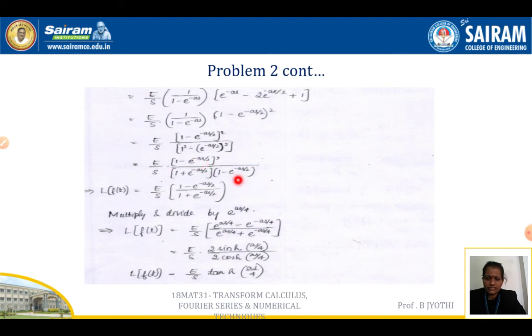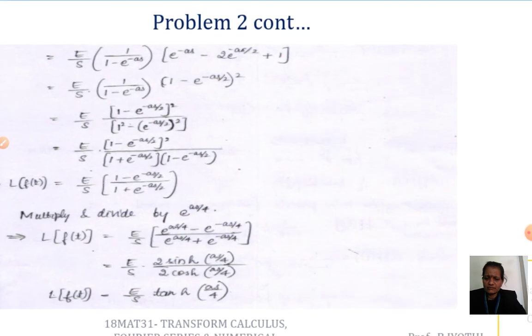And one of the terms gets cancelled here in the numerator as well as the denominator, that is 1 minus e power minus as by 2. So we get 1 minus e power minus as by 2 divided by 1 plus e power minus as by 2. Now again we will multiply and divide by e power as by 4. What happens is e power as by 4 minus as by 4 and as by 2, it will become as by 4 with a minus sign.